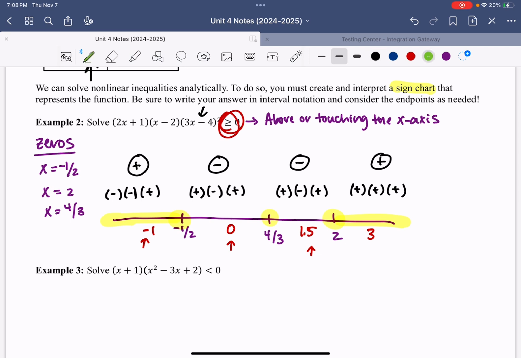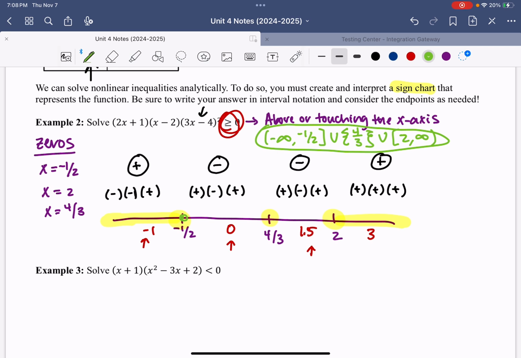Put it right up here. I'm going to say negative infinity to negative 1/2, with a bracket because I want to make sure that I include that 0. Then union, then I'm going to use the set notation for the single value of 4/3. And then 2 to infinity with a bracket. Okay, so this is the answer to this inequality.